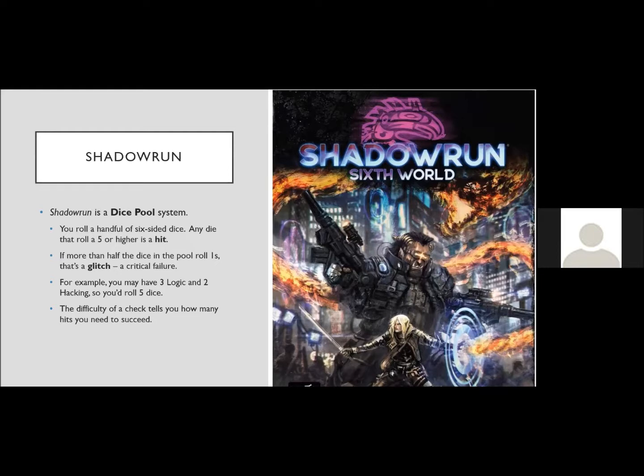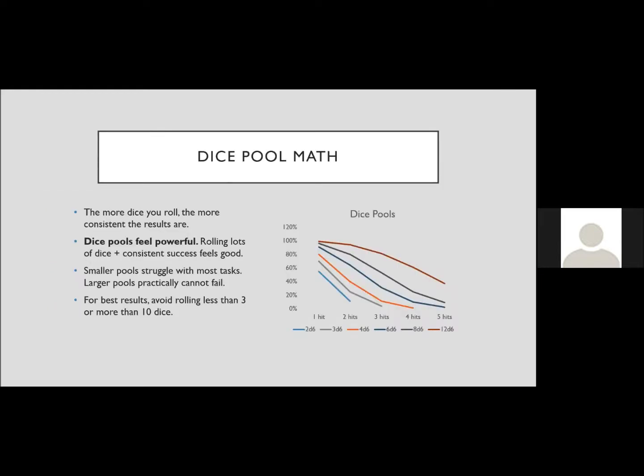Well, what does that math look like? So the way dice pools work is on a bell curve, like we saw a couple slides ago. What that means is the more dice you roll, the more consistent your results are. Dice pools make characters feel powerful. For the players, rolling lots of dice feels really good. And the probability, almost guaranteeing their success, also feels really good because you're more likely to succeed. The flip side of dice pool systems is that smaller dice pools tend to struggle with the easiest tasks, while larger dice pools mathematically have almost no chance of failure.